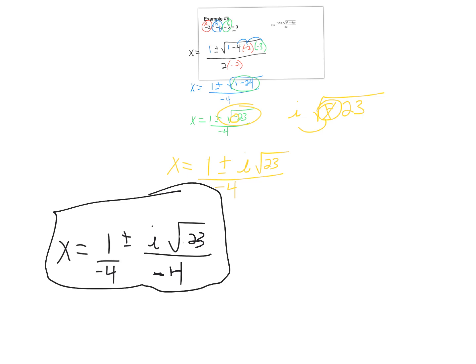Okay, now some math teachers are going to say, I don't like the negative in the denominator. So you may have to write it as x equals negative 1/4 plus or minus negative i radical 23 all over 4. I've seen it written that way.